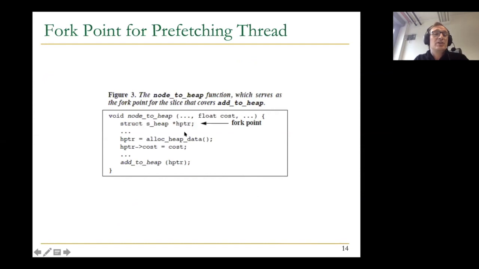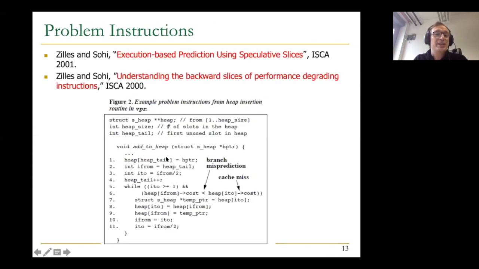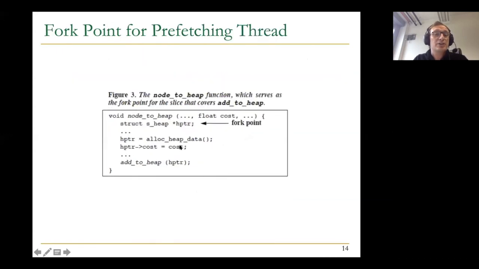And then you need to potentially figure out where to put a fork point. You have to do this, I think, after you construct a thread. But just to give this high-level picture, this is the function add to heap. You're adding something to a heap, basically. It's a heap insertion routine, and it is called by a higher-level function, node to heap. And then you may put the fork point in that function, early enough, somewhere over here, basically. But that requires some calculation to decide what's a good place to put the fork point, clearly.